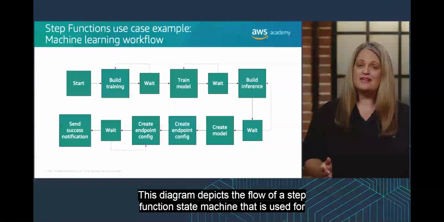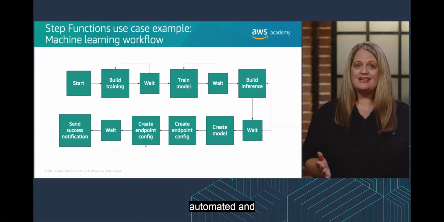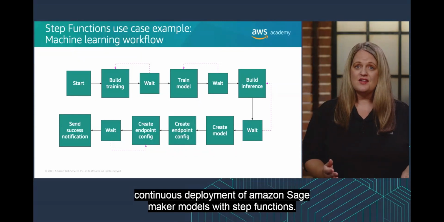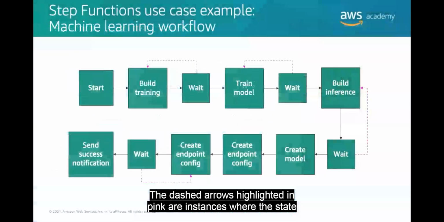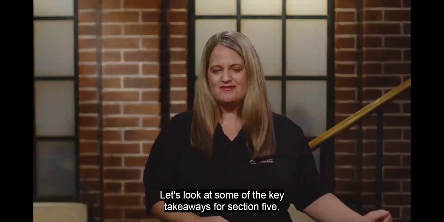This diagram depicts the flow of a step function state machine that is used for automated and continuous deployment of Amazon SageMaker models with step functions. The dashed arrows highlighted in pink are instances where the state machine must pull and wait for a task to be completed. Let's look at some of the key takeaways for Section 5.